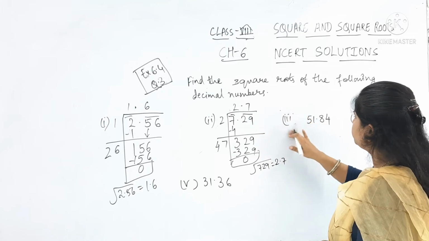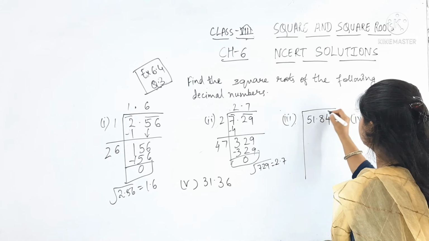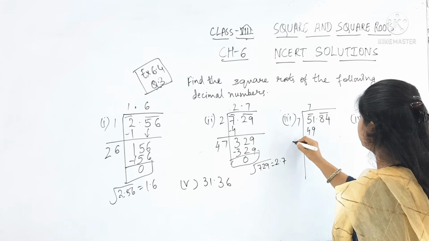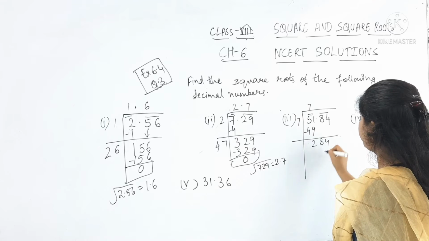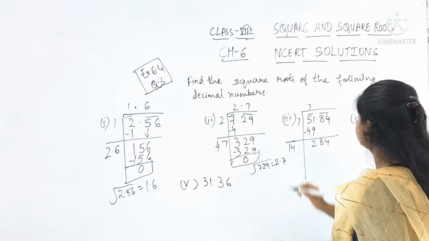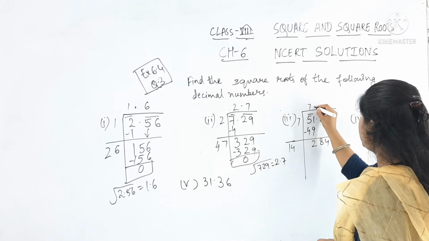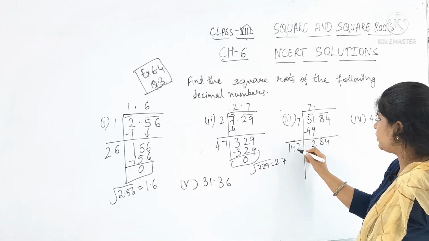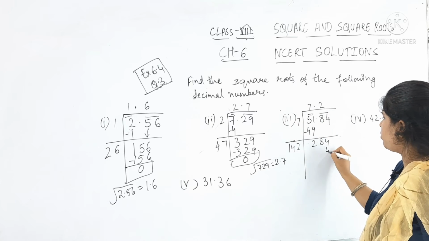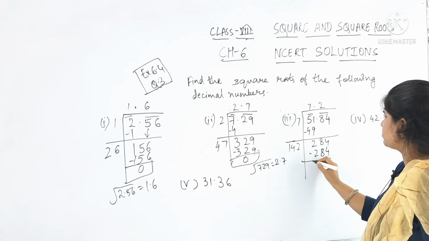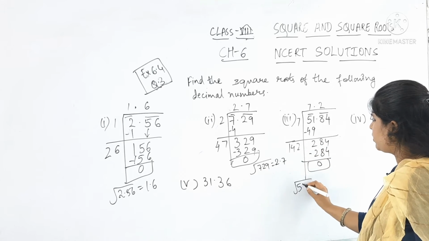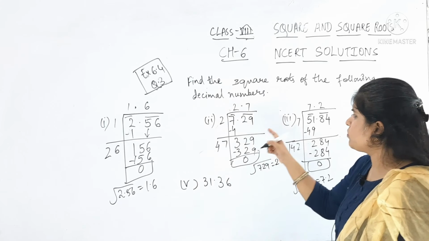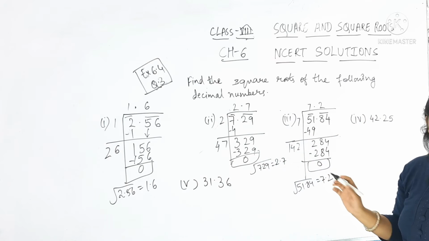Now the third one. Seven sevens are 49, so I am getting 84 here. I put the decimal here. Then 2 2s are 4, 2 4s are 8, 2 1s are 2. It will go by 2. 2 2s are 4, 2 4s are 8, 2 1s are 2. So what I get is under root of 51.84 is equal to 7.2. Understood? In the place of the decimal you have to put the decimal, that is the difference.